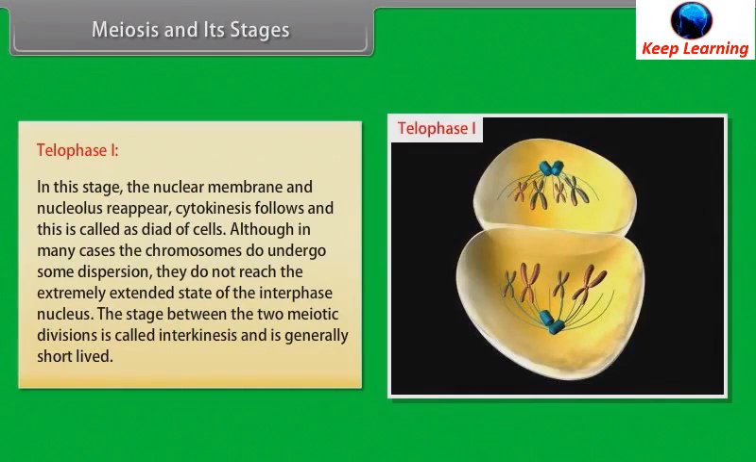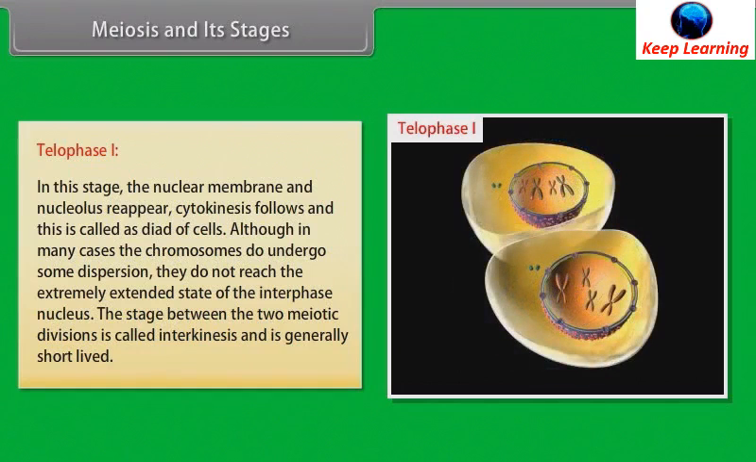Although in many cases the chromosomes do undergo some dispersion, they do not reach the extremely extended state of the interphase nucleus. The stage between the two meiotic divisions is called interkinesis and is generally short-lived. Interkinesis is followed by prophase 2.